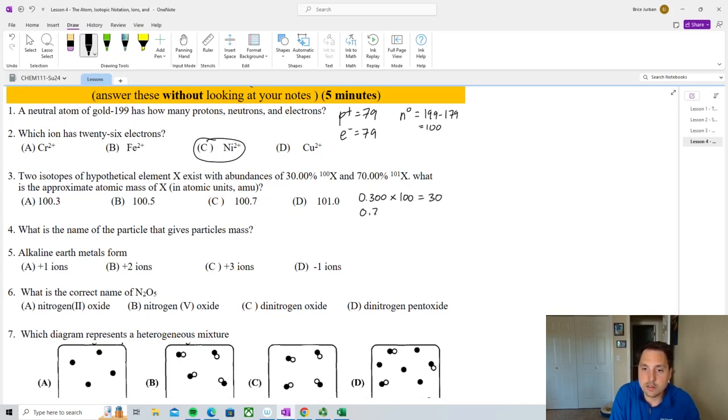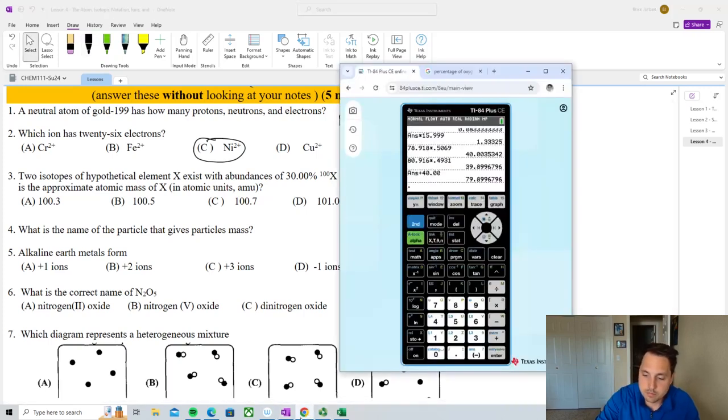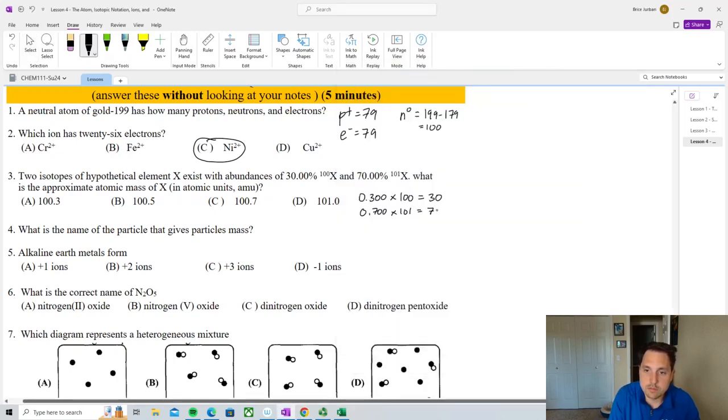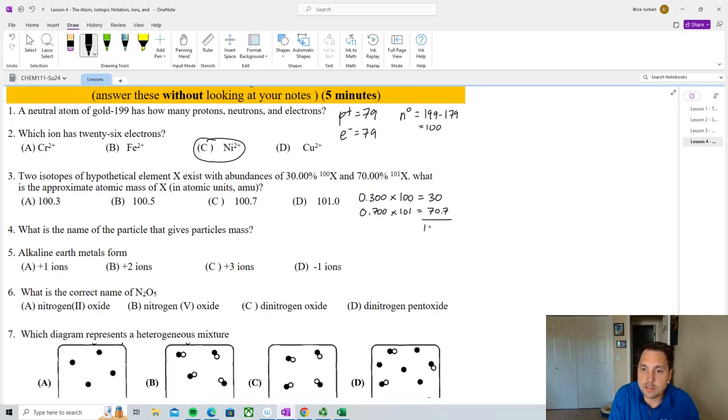And then we can take the other fractional abundance, 0.7, multiplied by 101 this time. We can add those together, and we would get that the approximate atomic mass of X is 100.7.